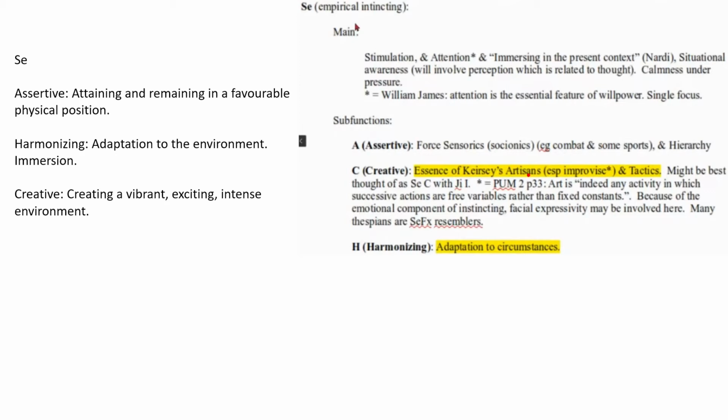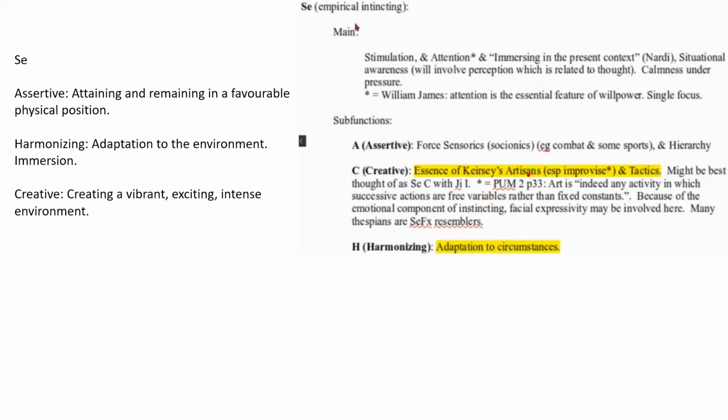So I think I took that from here. Yeah, adaptation to circumstances. Immersion. Yeah, I remember writing this, but I don't remember exactly my rationale for it. Adaptation to the environment. I'll have to leave that one. Creative, creating a vibrant, exciting, intense environment. So if you are someone who is good at being very physically present and instincting and all that, you're going to know how to create an environment that's stimulating because you're more aware of that in general.